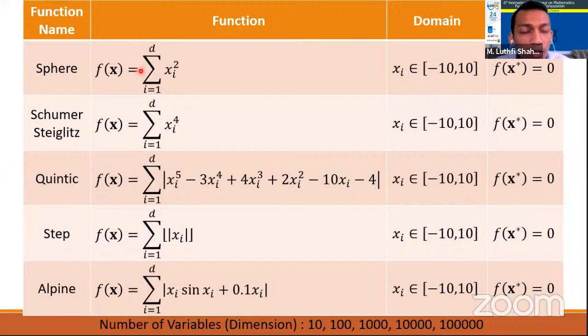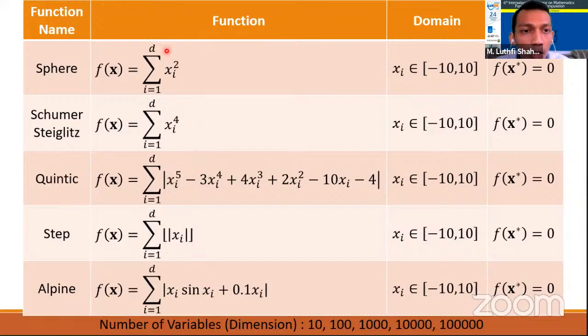This is the test function we use in our research. We use 5 different functions. The first one is the sphere function, the second one is Somers-Stiglitz, then the quintic function, and the step function. And the last one is the Alpine function. This is the definition of the functions.